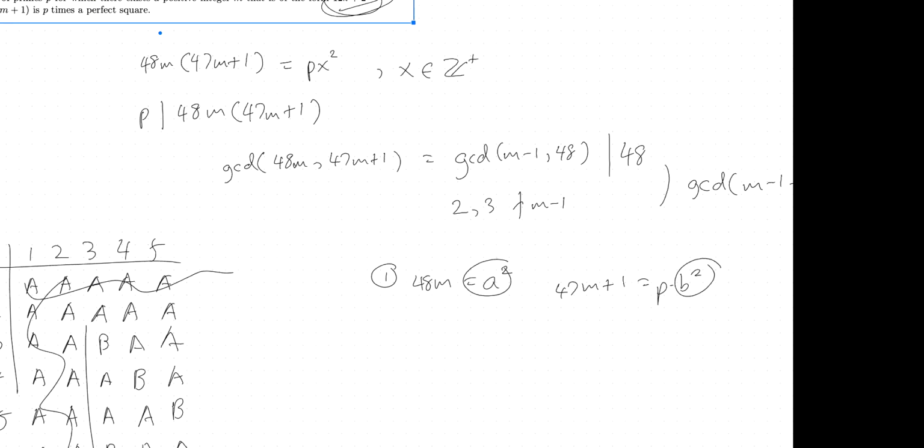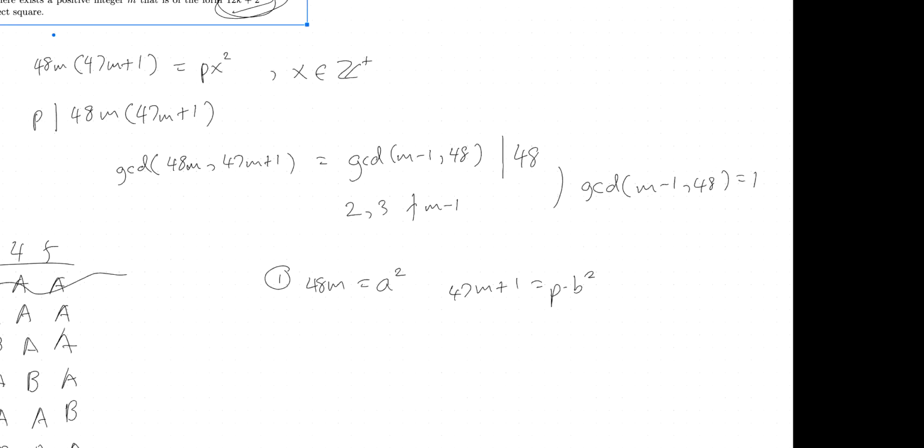But remember, the GCD is 1. This GCD, not this one. It's this one, but this implies GCD. I keep switching to eraser. Give me a sec. All right. GCD of 48m and 47m plus 1 is 1. Okay, so this is clear.